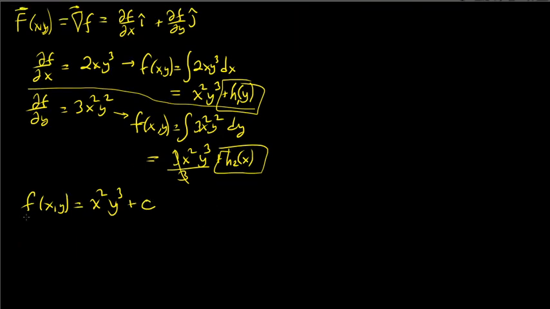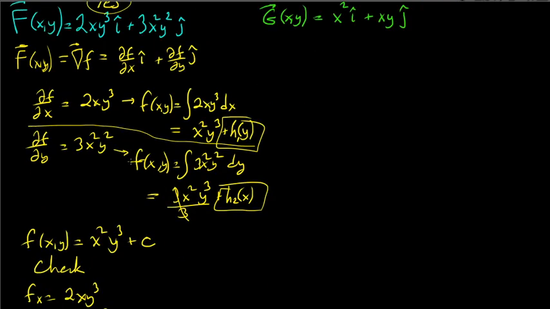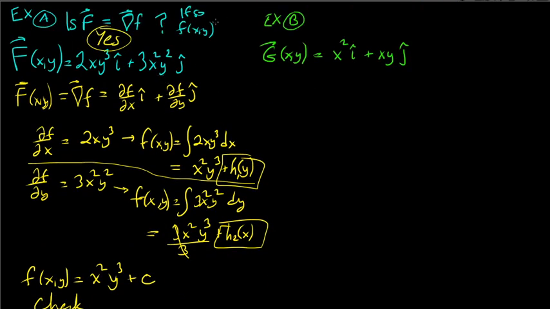And now we can check that this is correct. If we take the x partial, we get 2xy cubed, which is what we had. And if we take the y partial of x squared y cubed, we get 3x squared y squared, which is, yep, what we had. So the answer here is yes. We can write this vector field as the gradient of some scalar function f. And what is this little f? Well, it's right here.